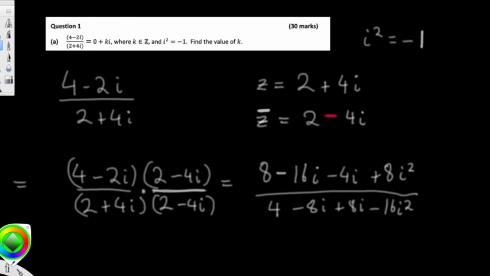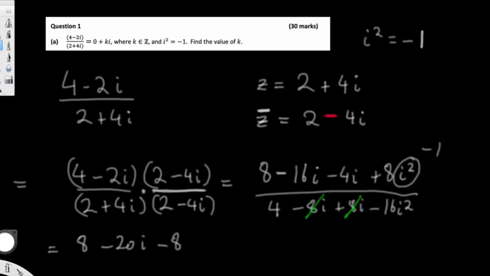And what we see is that these cross terms, I mean this by this one and this by this one, they cancel, okay? And what we're left with on the top line is 8 minus 20i, and then instead of plus 8i squared, it will be minus 8, because the i squared will put in minus 1, and then we'll get minus 8. And on the bottom line, we have 4, and then this minus 16i squared, well, that's going to be minus 16 by minus 1, so it's going to be plus 16.